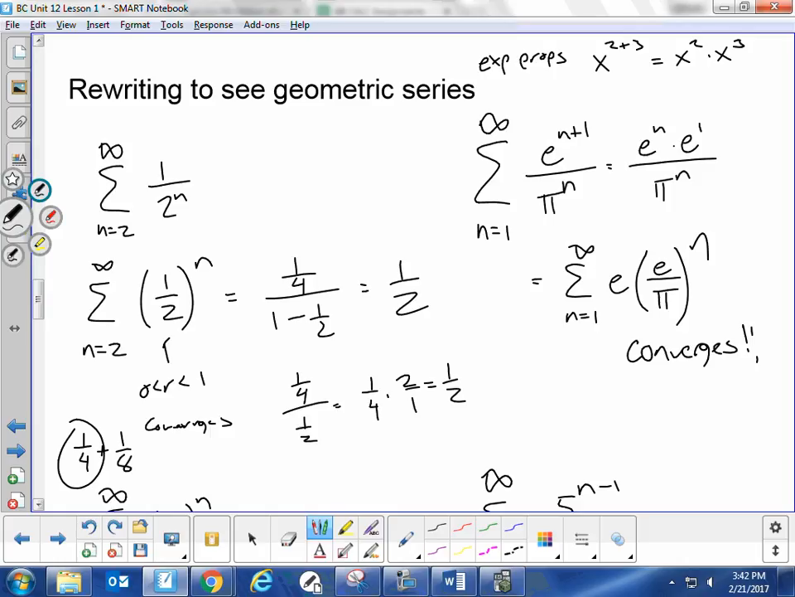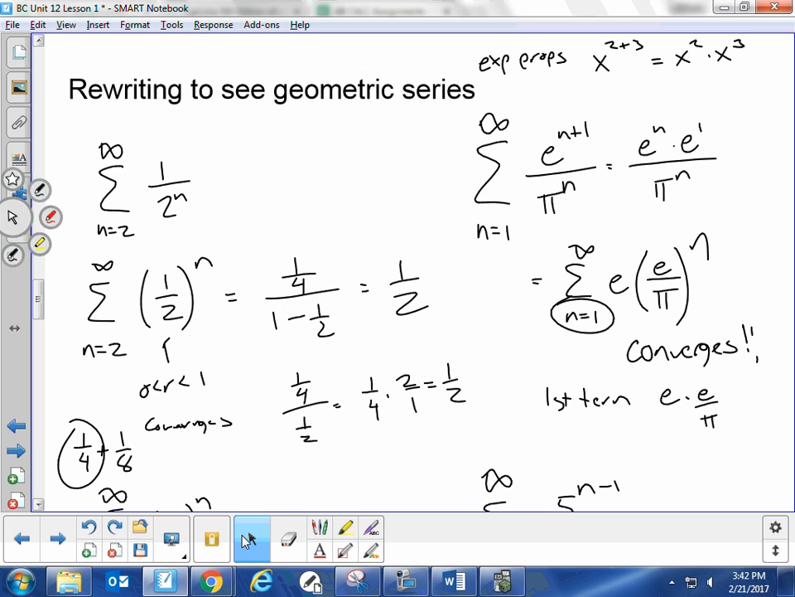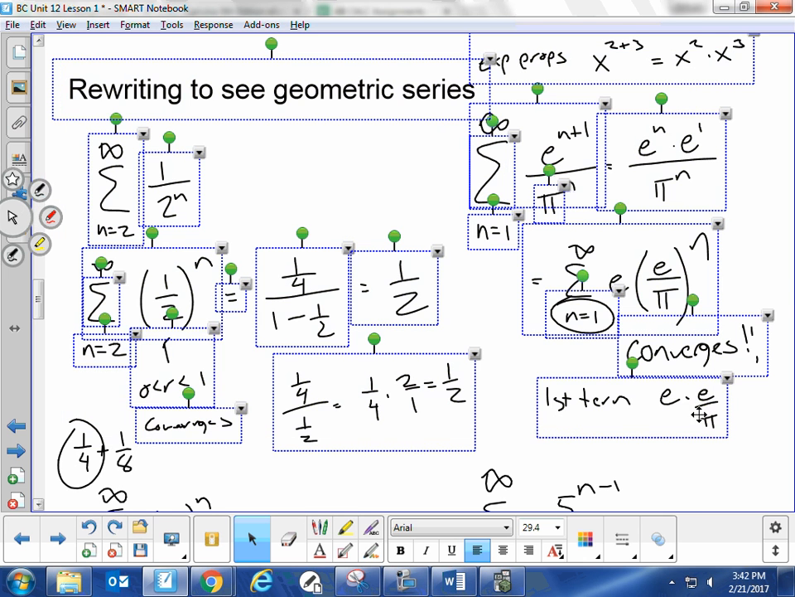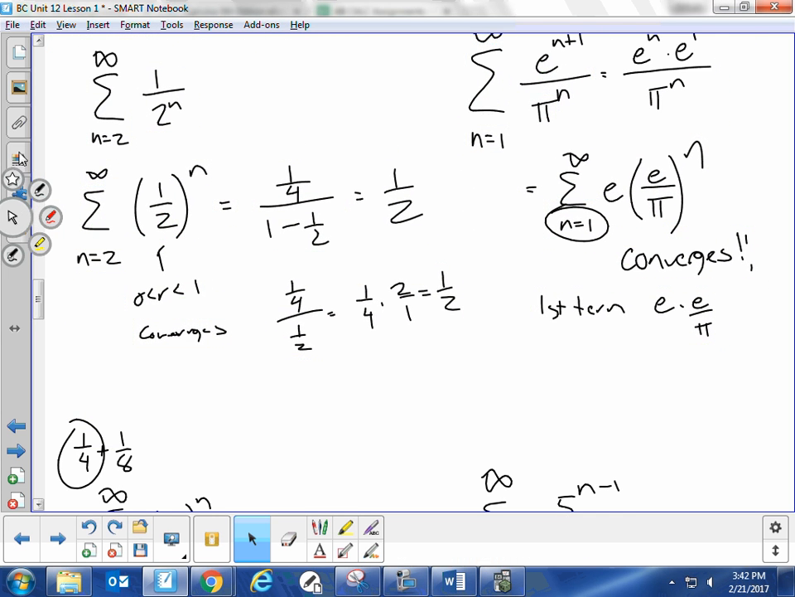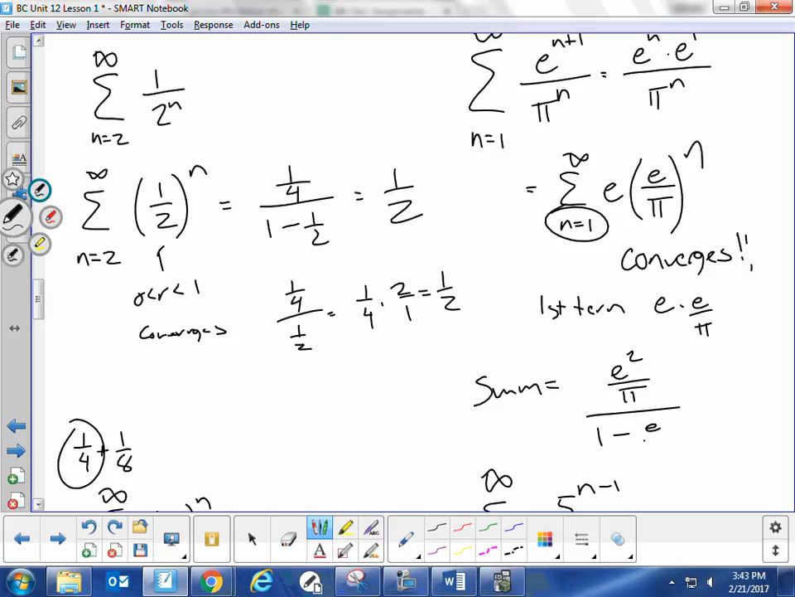Now, what is going to be the sum? Well, the first term would be e times e over pi because I'm starting with n as 1. So this would converge to e squared over pi over 1 minus e over pi. I'm not even going to do that math. I'm just going to say that's what the sum is.